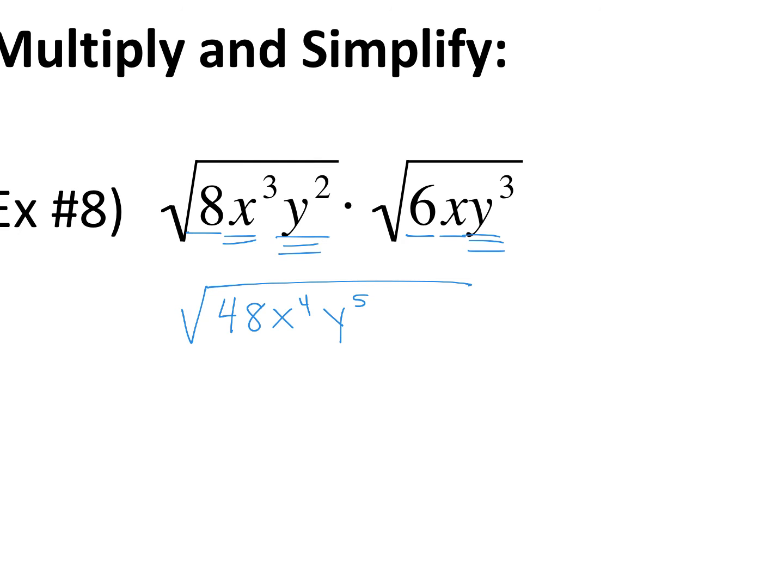Okay, so we combine it, and now we're going to break it down again, but we're going to get some nice perfect squares out of this. So when we do that, can anyone find a perfect square that 48 is divisible by? Do you know how to do this? Like if you don't know what the perfect square is, you can just take your calculator.